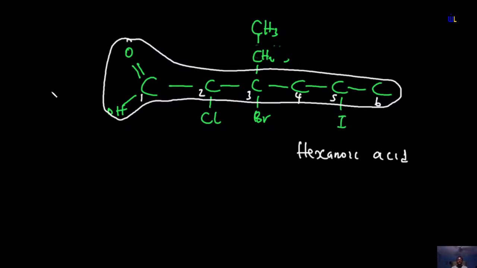Let me just list the substituents first. I have iodine, iodo is iodine. I have bromine, which is bromo. I have chlorine, which is chloro. And I have a chain of carbon atoms. There are 2 carbon atoms attached as a substituent to this chain. So this is going to be ethyl.